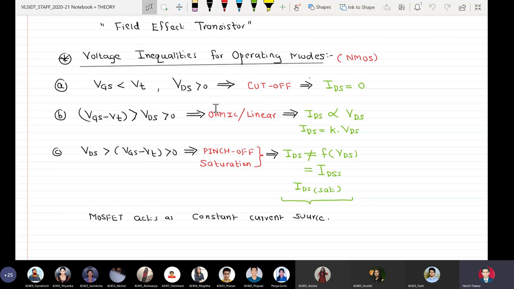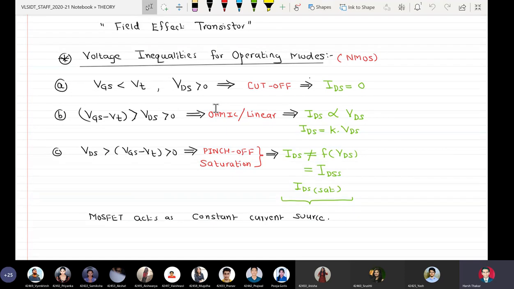The second case is VGS minus VT greater than VDS greater than 0. The device operates in ohmic or linear region. In this case, it is called linear because the device current IDS is directly proportional to VDS, and the proportionality is represented as IDS equal to K into VDS.